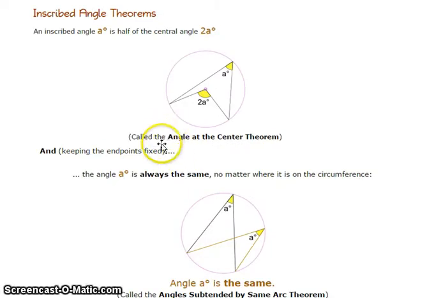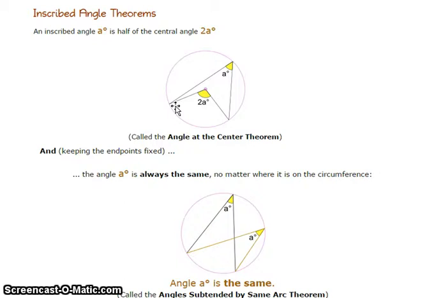And the next thing we'll talk about here is kind of a rule with inscribed angles. So if A was an inscribed angle, what we have here is called a central angle because it has the vertex at the center of the circle. Okay, so this is called a central angle. This is called an inscribed angle.